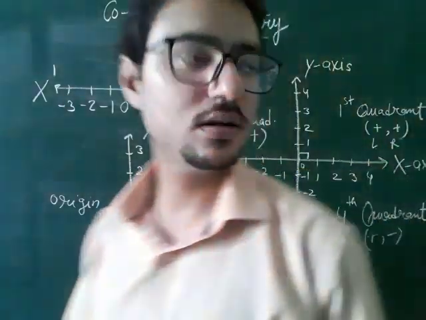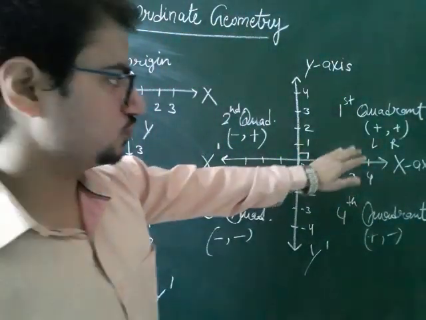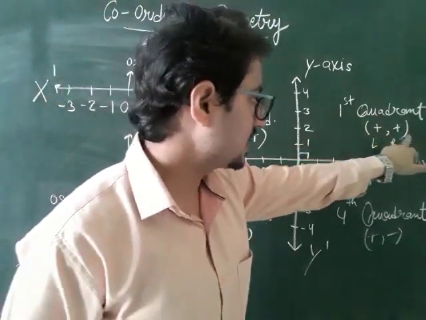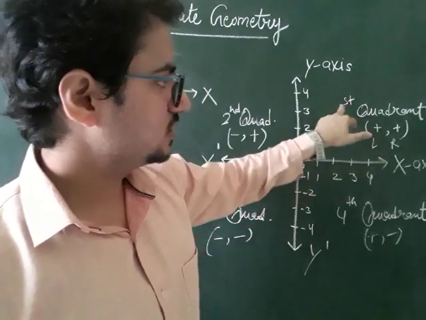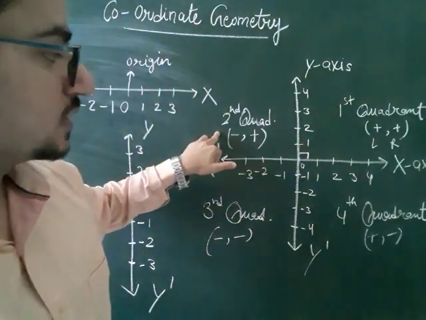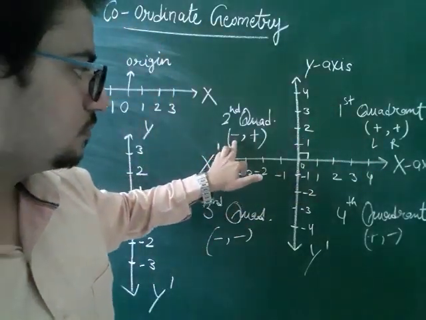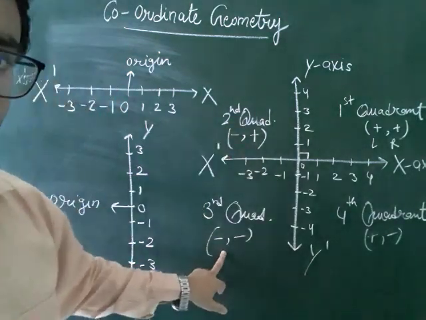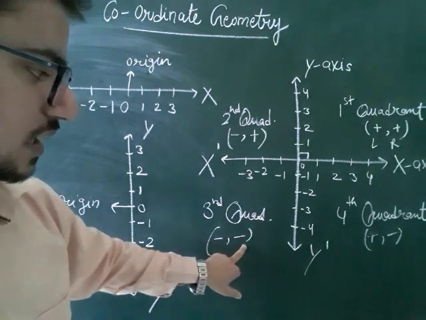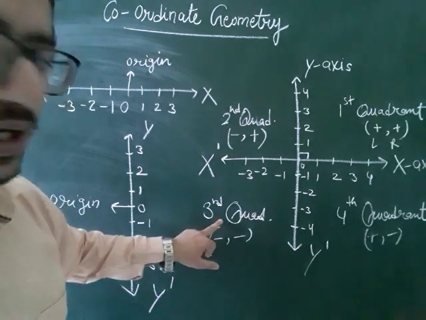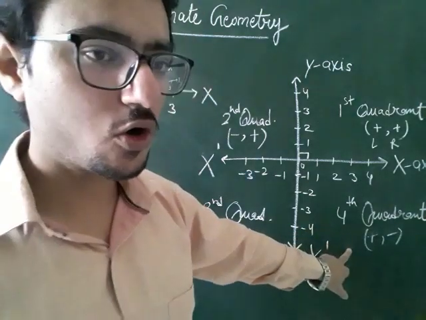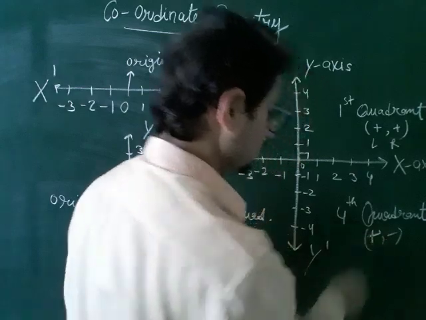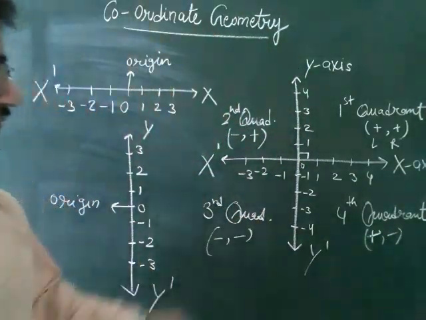What we have done in this process, we get to know all the coordinates that are positive will be placed in the first quadrant. The numbers which are of the type minus plus will be placed in the second quadrant. The numbers which will be of the form minus minus will be placed in the third quadrant, and the numbers of the type plus minus will be placed in the fourth quadrant.